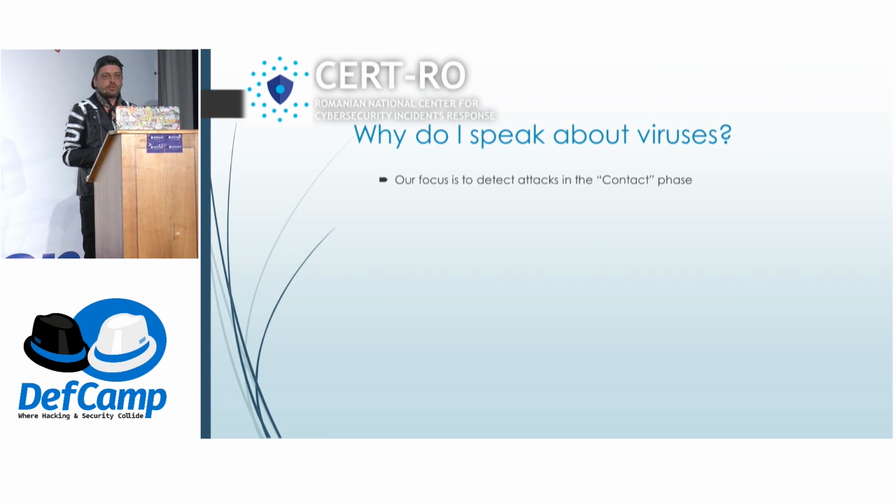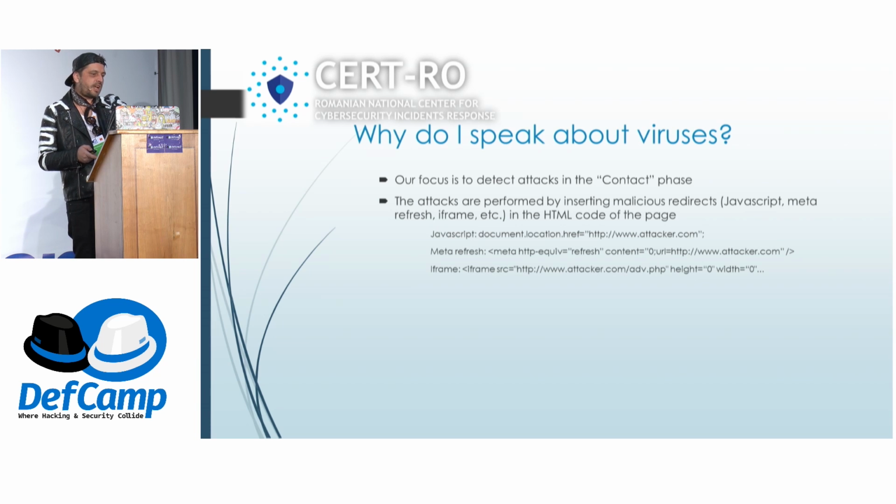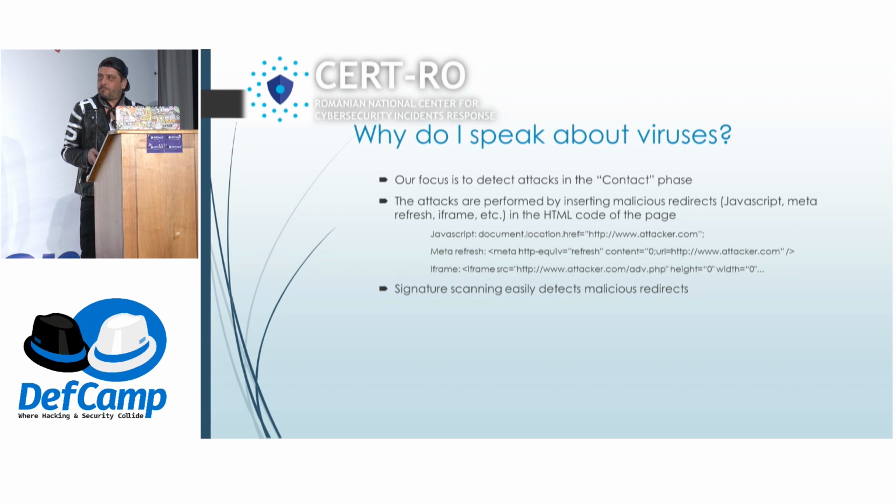Our focus is to detect the attacks in the contact phase. The attacks are performed usually by inserting malicious redirects, which could be JavaScript redirects, meta refresh tags, iframes, etc. in the HTML code of the page. These are examples of how it can be done with JavaScript, with meta refresh, or how an iframe would look like. But signature scanning easily detects malicious redirects.